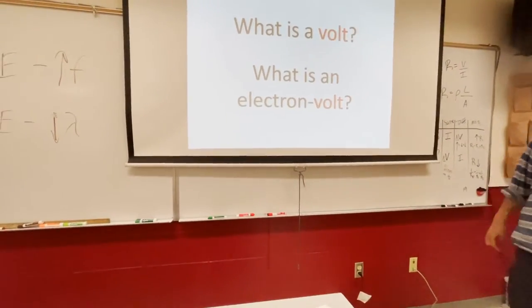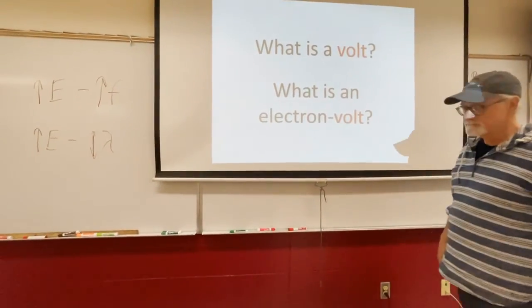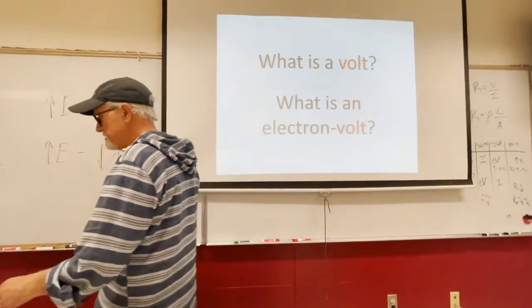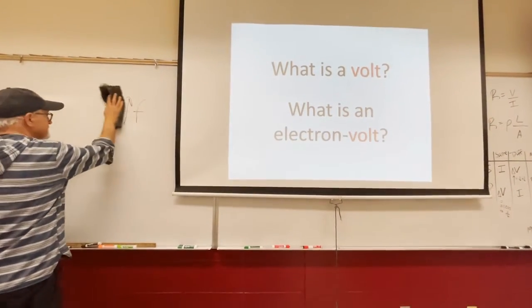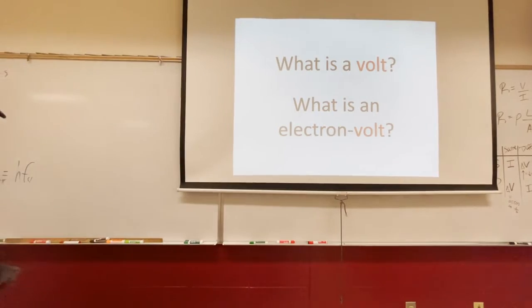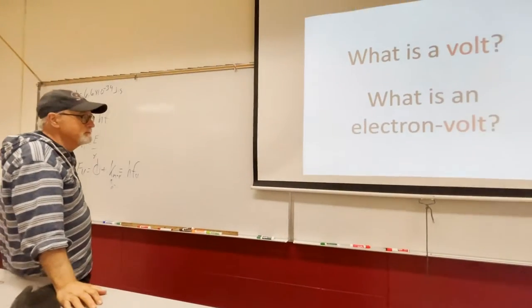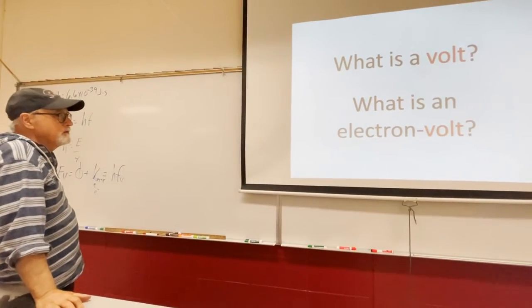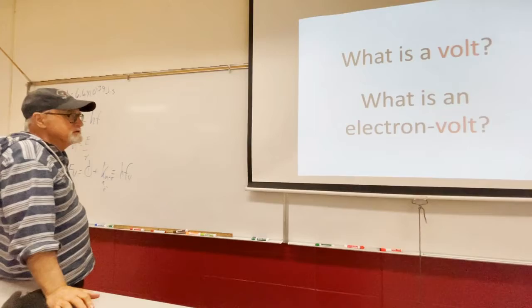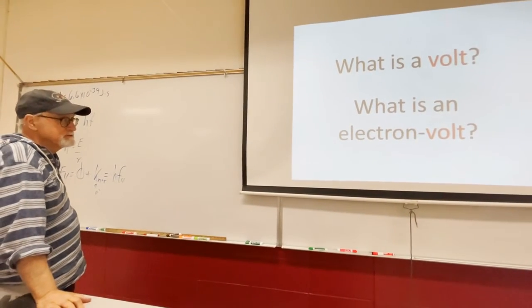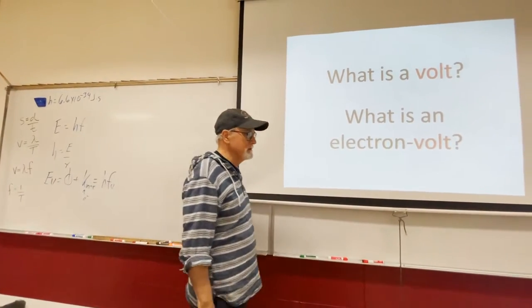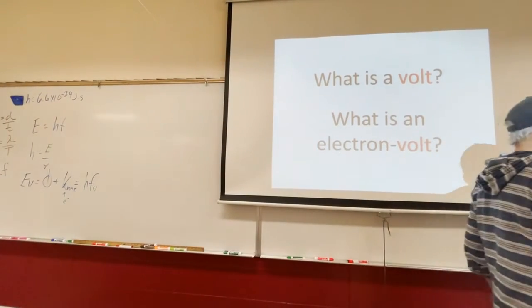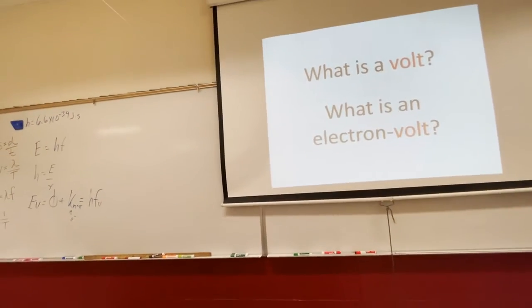All right, what is a volt? A volt is a joule per charge. You're talking about the units. That's true. If you're talking about units, a volt is a joule per coulomb. But what is a volt? It's a unit of electrical potential difference. Yes. It's the difference in electrical potential energy from one place to another. What is an electron volt? That's what we want to find out.